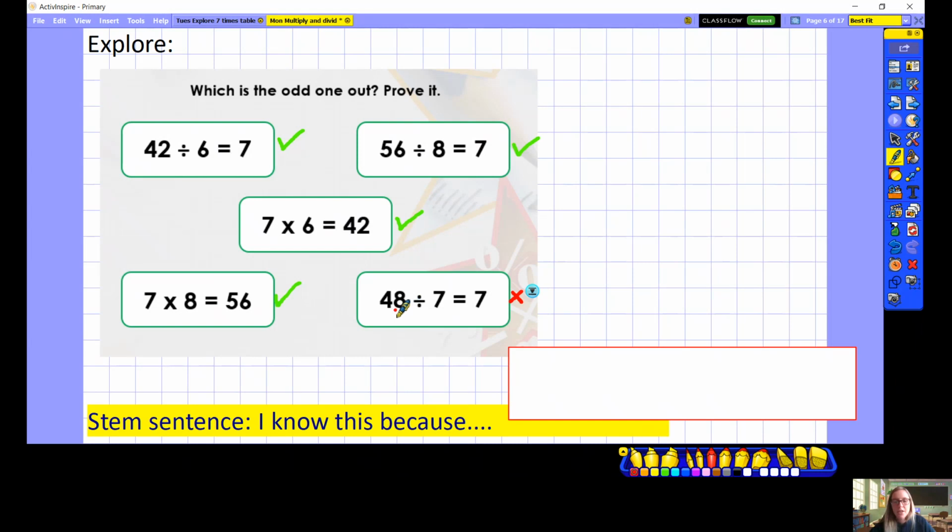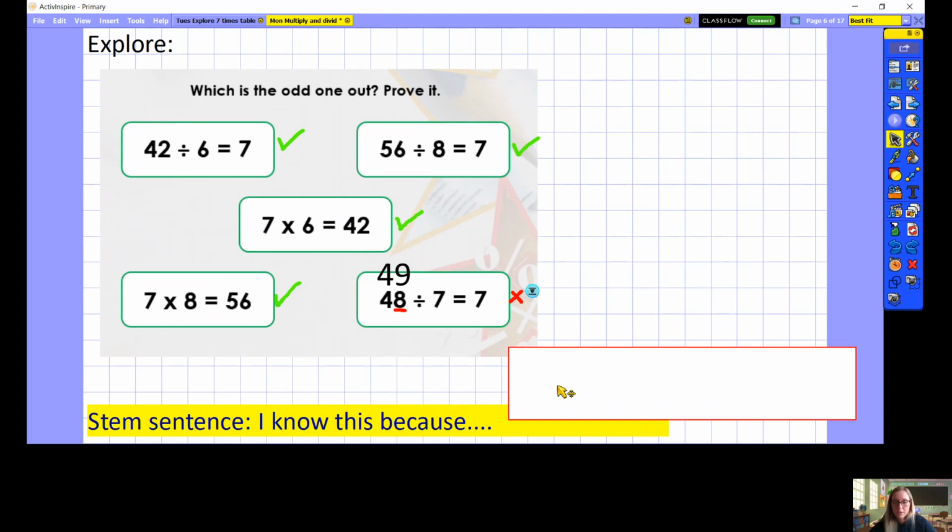So therefore, this is incorrect. What should it be? What is the closest multiple of 7 here? What is 7 times 7? It's not 48. It's actually 49. So that question is incorrect. So that is the odd one out. So you should have written something like 48 divided by 7 equals 7 is the odd one out.